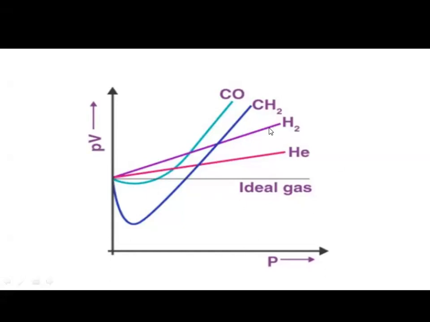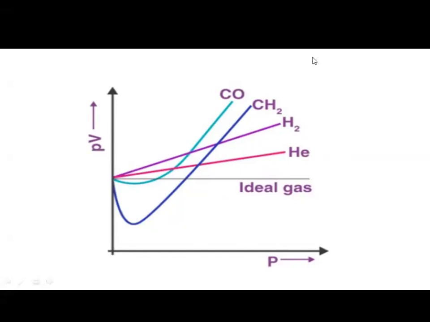Now, what do we understand from all these gases? These are not ideal gases. These are real gases. The figure you are seeing here is constructed from actual data for some gases, say carbon monoxide, CH4, H2, and helium. For these gases, it was constructed at 273 Kelvin. Look at this graph. What do we understand from this graph?